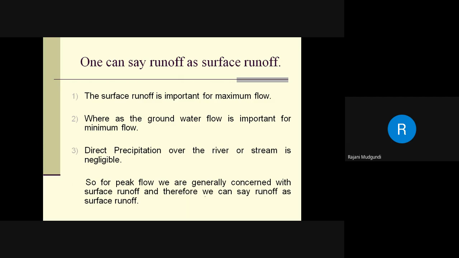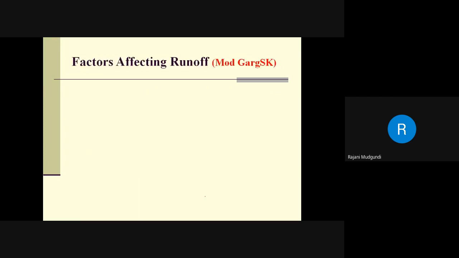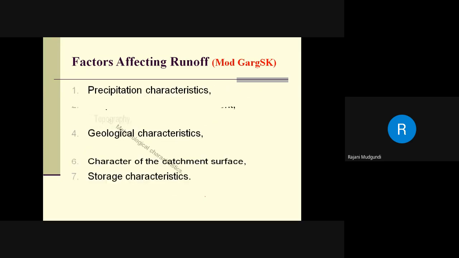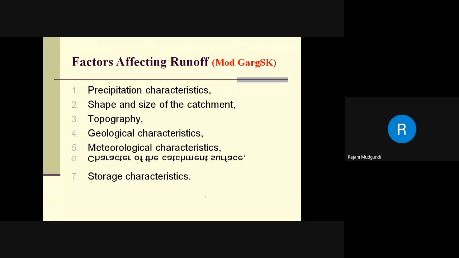So the net quantity of water which is flowing on the ground, the effective runoff, is more relevant for calculating the volume of water which is available in the streams or rivers. Therefore, one can say runoff is surface runoff. Right? So, the various factors affecting runoff.